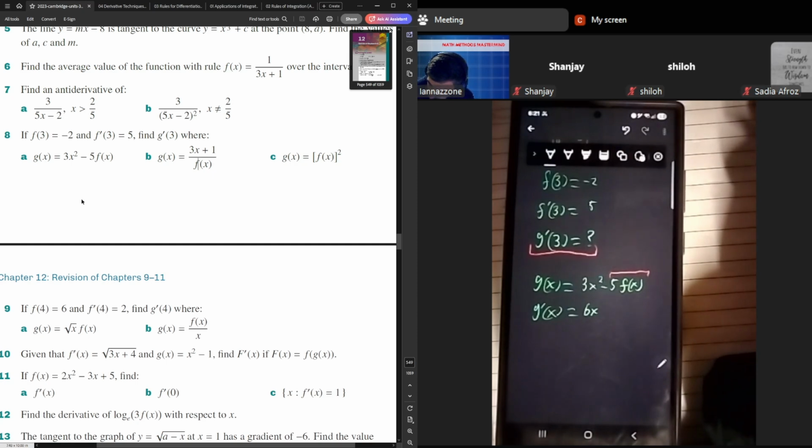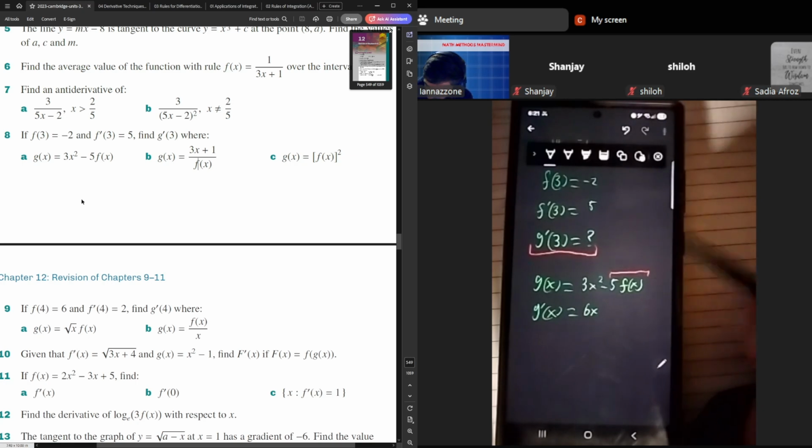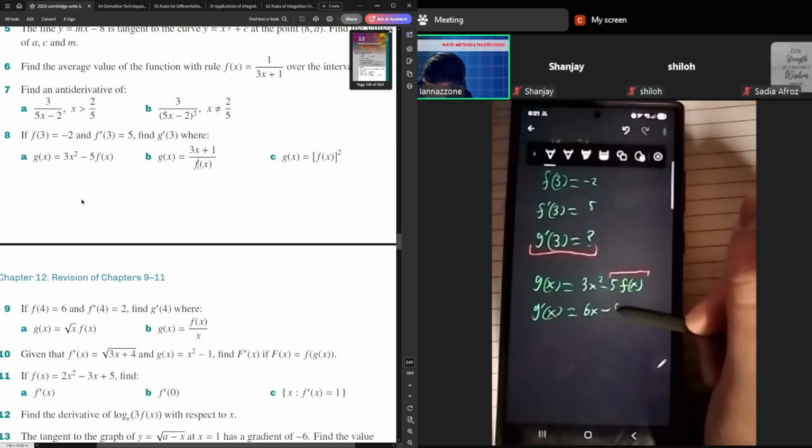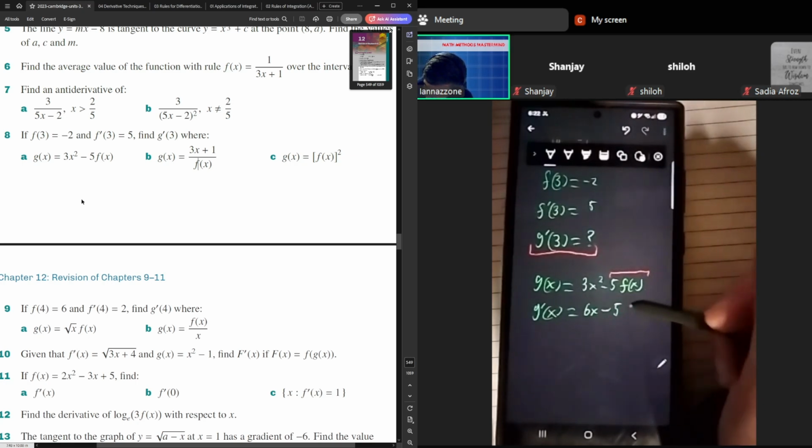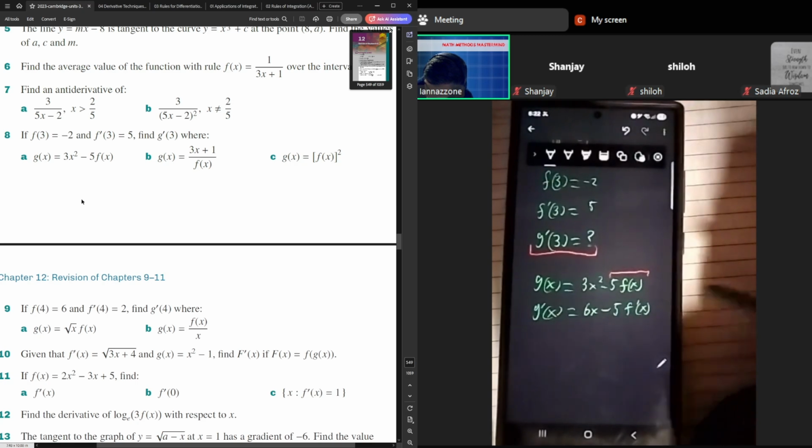So would you make f of x just f dash of x? Exactly right. Yeah. And since we're going to end up substituting 3 into the thing, and we already have f dash of 3 equal to 5, will that help us find our answer? I think so.